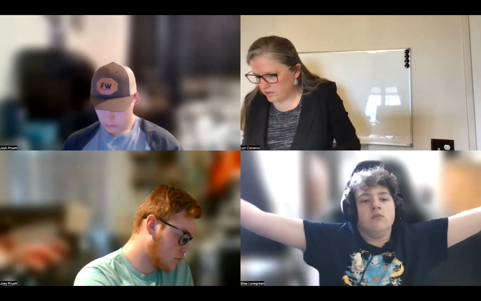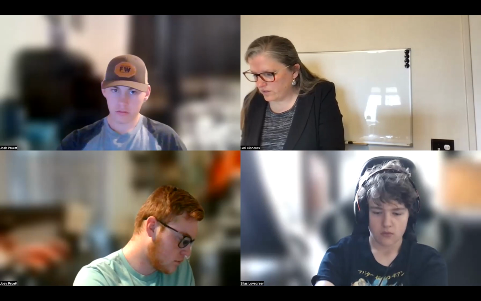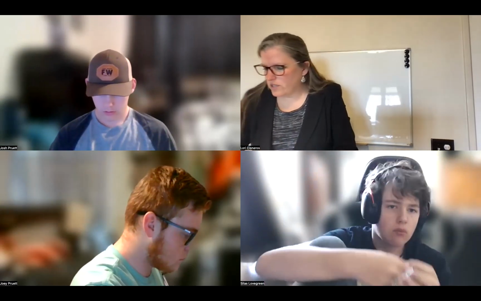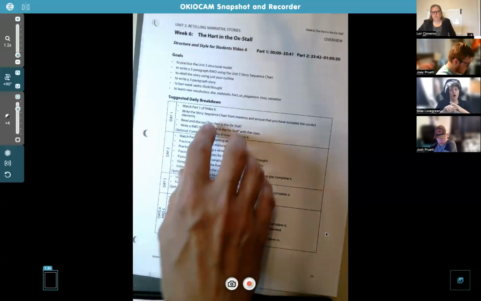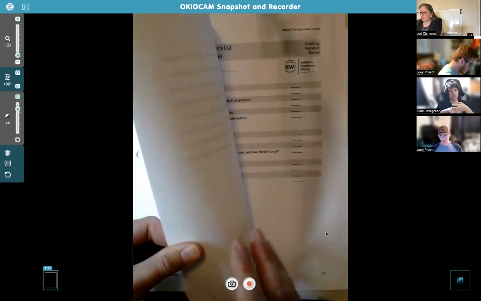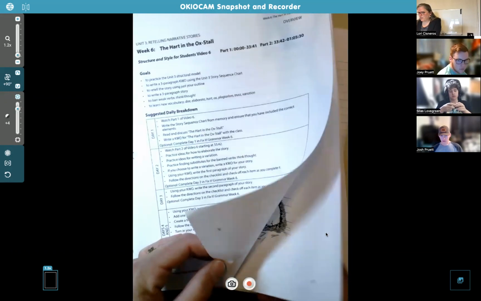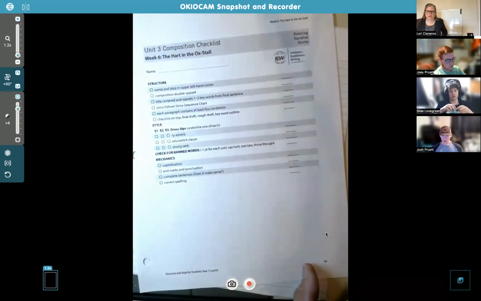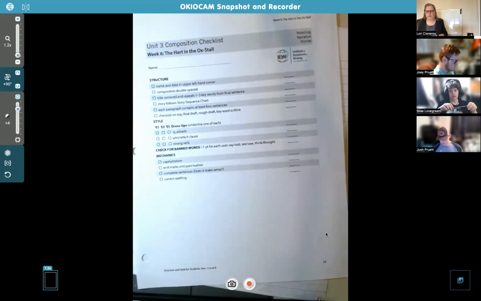That should be the heart in the ox stall. This is going to be behind your tab that's called source text. And you're going to take out week 6, which is this one, page 53. And then this one, which is page 55. And this one 59. So basically those 3 pages you need to take out of your binder.